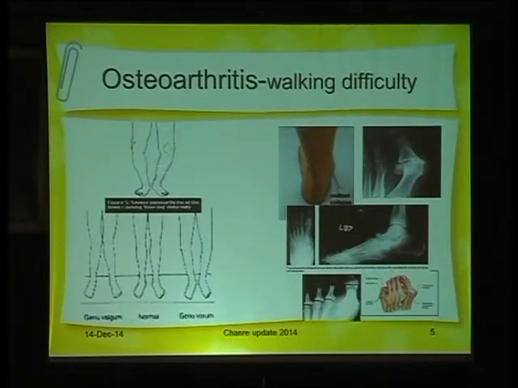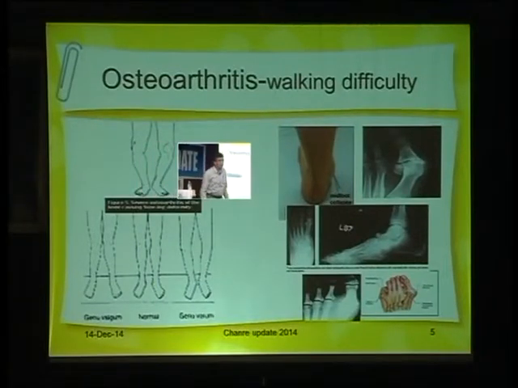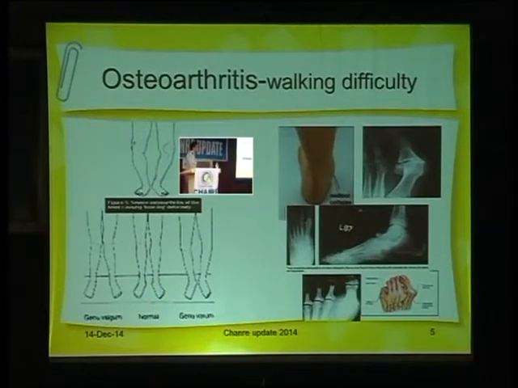See, if somebody walks with a knee like this, how would they walk? They cannot walk like this. They'll end up walking like this. So they can trip on even a very minor obstacle.